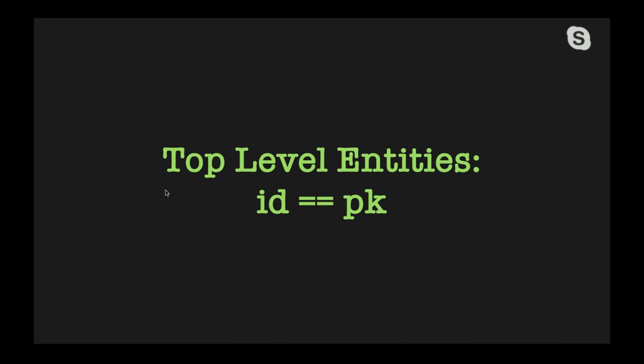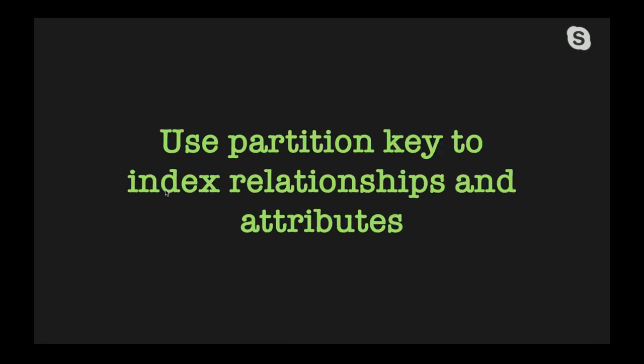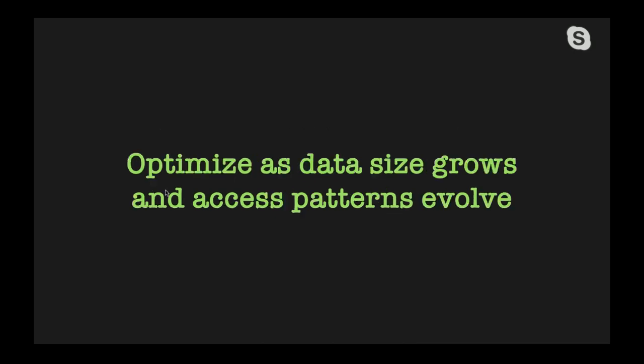That's going to allow you to take advantage of the speed and the SLAs that Cosmos has. Use partition key to index your relationships and your attributes, which I gave several examples of. And then lastly, optimize as the data size grows. I gave a lot of examples here of where you want to avoid cross-partition queries, but that doesn't mean you couldn't start with a cross-partition query and then later optimize it away.